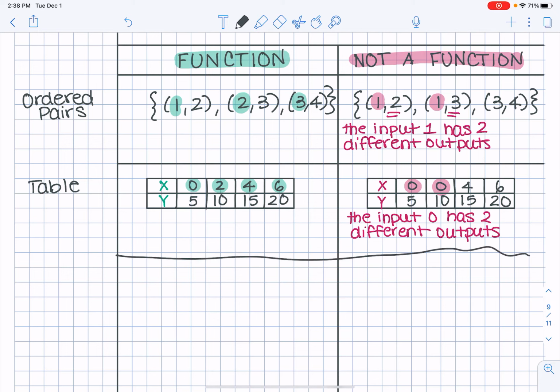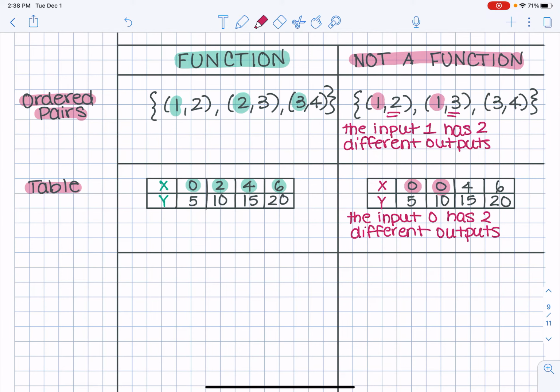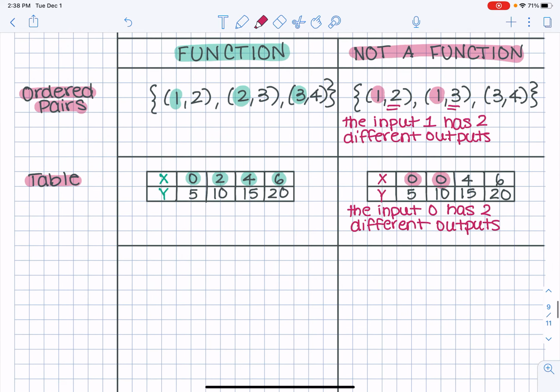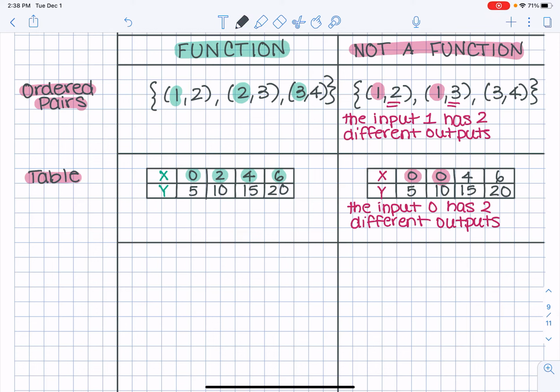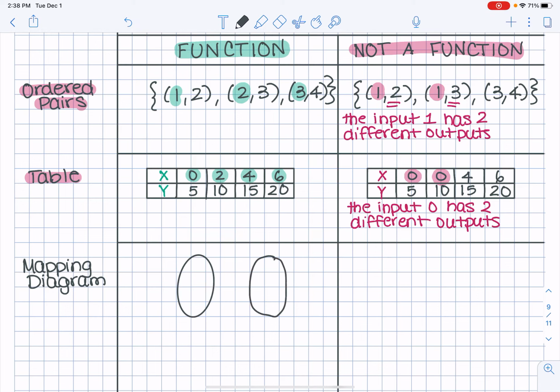Okay? So we are done with ordered pairs. We're done with a table, and we have 2 more. We have our mapping diagram and our graph. For our mapping diagram, okay, we want to draw our ovals. Okay, so I have 2 there. I'm going to do 2 more here.